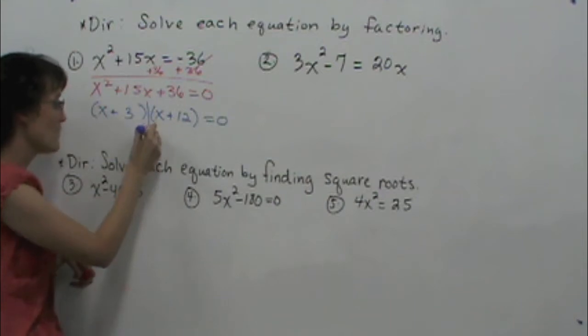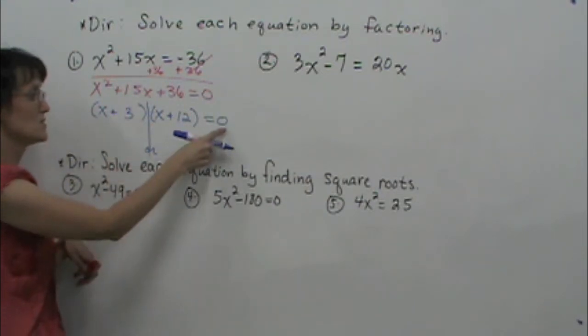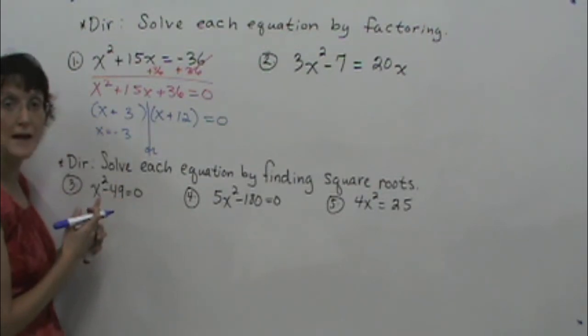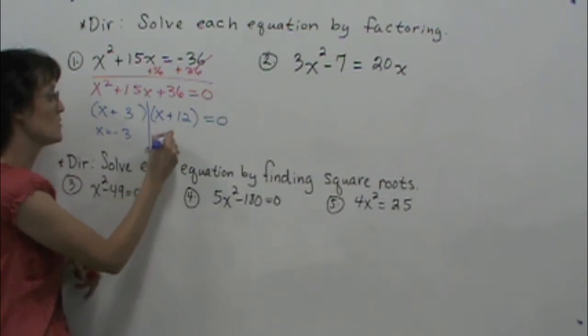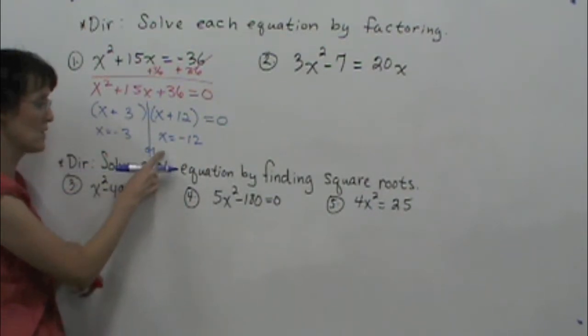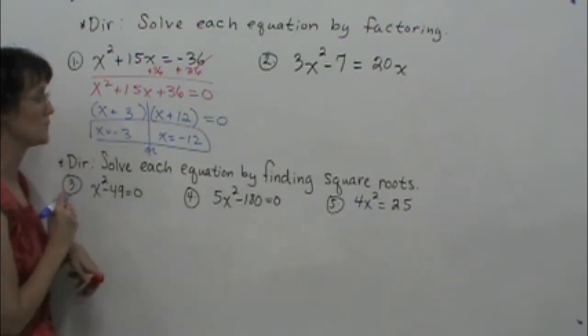Now I need to solve it. So this is my OR piece. I set this equal to 0. If you want to go straight to x equals -3, you may do that. And then x is equal to -12. And there's your answers: x equals -3 or x equals -12.